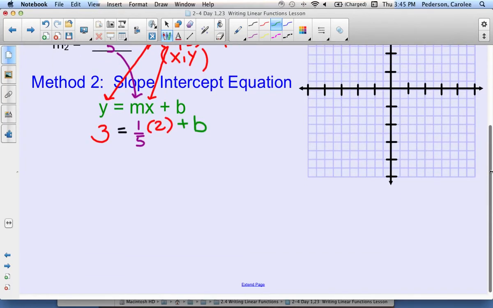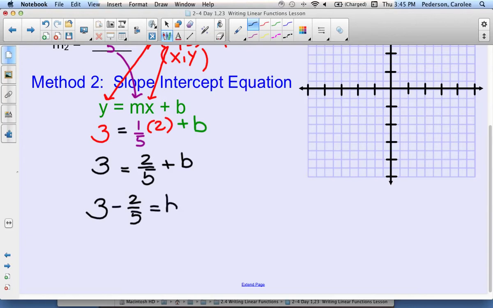So let's first multiply that 1/5 times 2, and we get 2/5. Leave the left side alone, and then add b. Now we have to solve for b. So we're going to subtract 2/5 from both sides. So 3 minus 2/5 equals b.